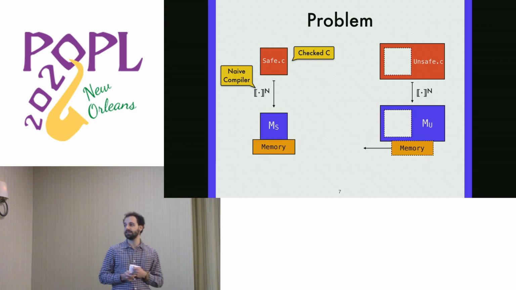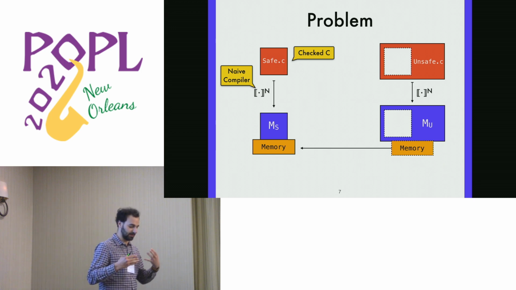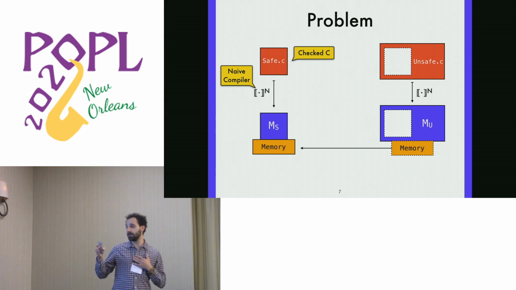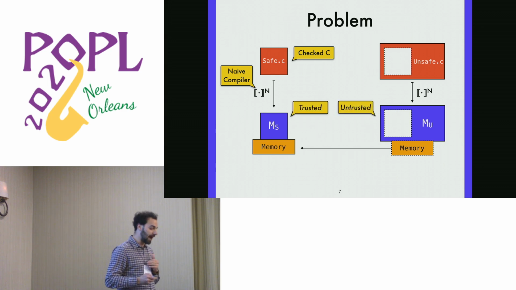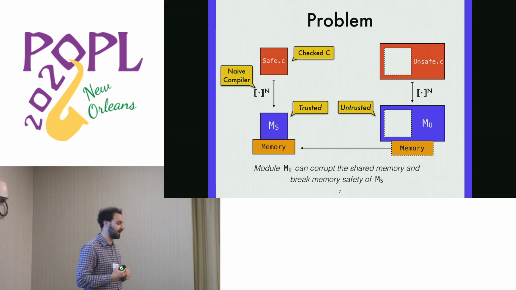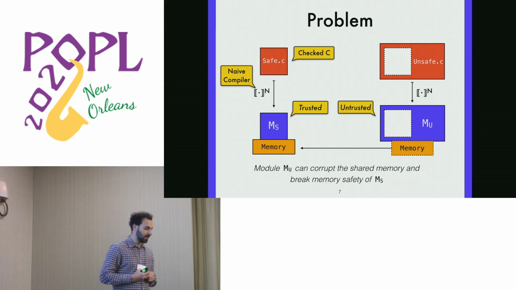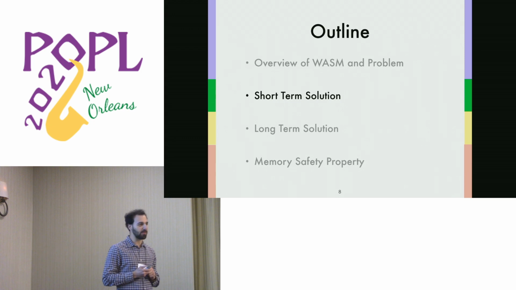Now, if we compile this naively to WebAssembly, the compiler might actually allocate all the runtime system data structures in the shared memory, and therefore the untrusted module could actually overwrite the buffers' metadata that are used by the runtime system and break the security guarantees of Checked C. So let me show you how we can tackle this problem on WebAssembly today.